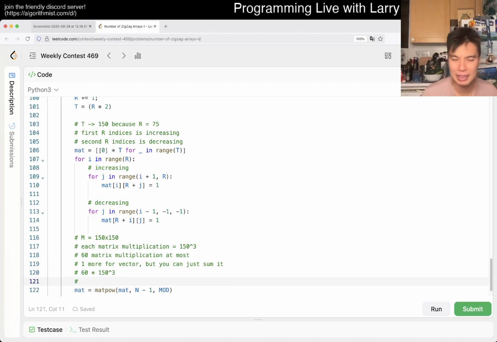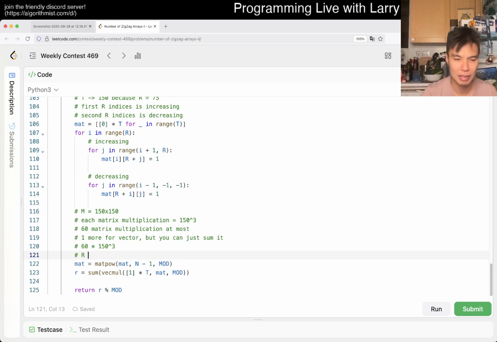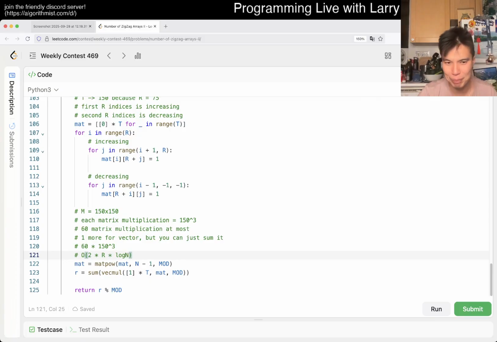You can also say that maybe R, or this isn't the input R, it's the delta R, but it's at most 70. So it's going to be O of 2 times R times log of N, where N is the input, not the input size. So it's a little bit awkward, right? And so this cube is your total complexity. And of course the 2 kind of goes away.